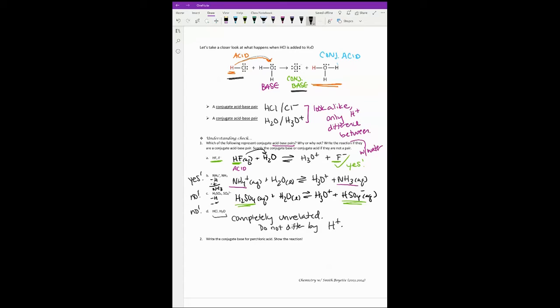So perchlorate is going to be ClO4 minus, which means that our acid has to be HClO4. So if I do HClO4 aqueous plus H2O liquid, and I get H3O plus because I donate my H over here, I'm going to get ClO4 minus aqueous. So then it says to write the conjugate base. So the conjugate base is going to be ClO4 minus.